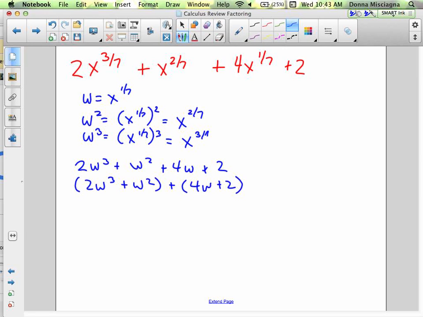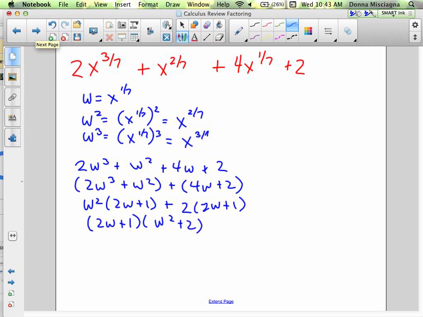So the first two terms are a group, the second two are a group. The greatest common factor would be w squared, so we'd have 2w plus 1. The greatest common factor for the second pair would be 2, and again we'd have 2w plus 1. Then we can factor out the repeating 2w plus 1, leaving w squared plus 2. Now the only thing we have left to do is substitute back, because we put the w's in, they weren't there to begin with. So 2 times x to the 1/7 plus 1. And by the way, the w squared plus 2 can't be factored.